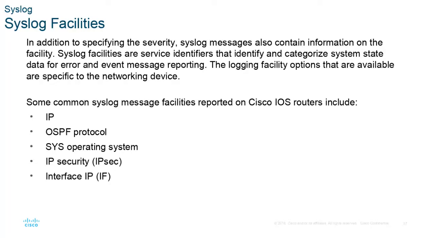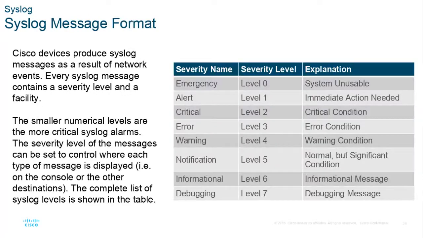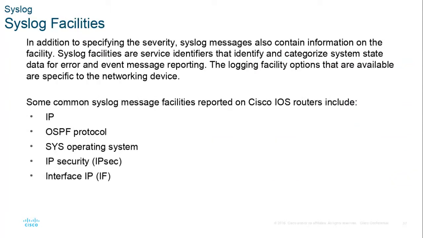Okay, I'm back on this slide here. We talked about the 8 levels of detail that you can send to syslog. We can report on things like IP addresses, the OSPF protocol, the operating system itself, and if we're running IP security, IPsec, which we mentioned in the earlier chapter, we can see if security is in effect. We can also look at an interface itself: the interface IP addresses, whether the interface is up or down, and that's all reported to the log file.